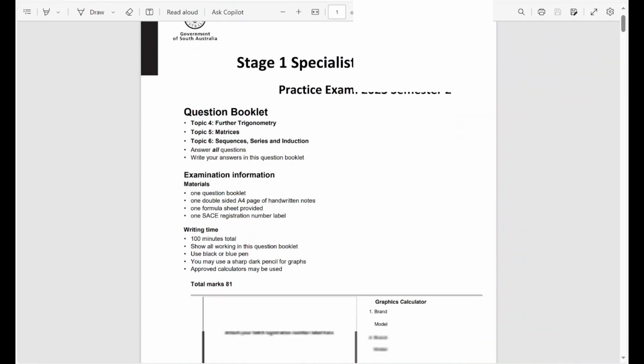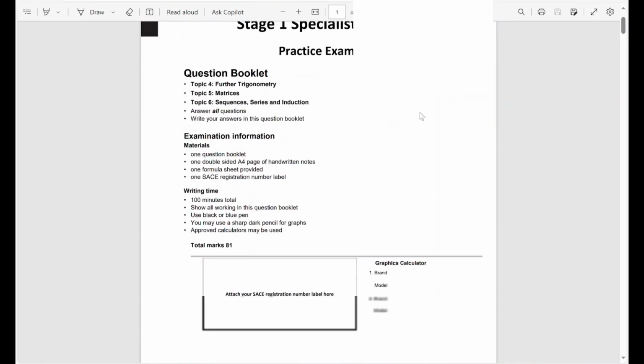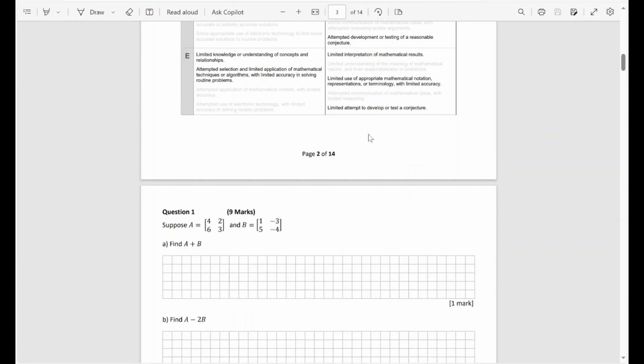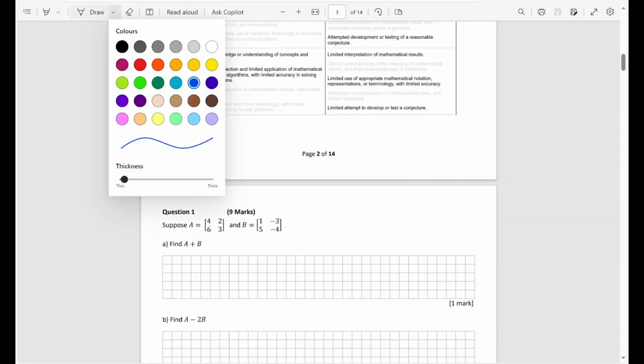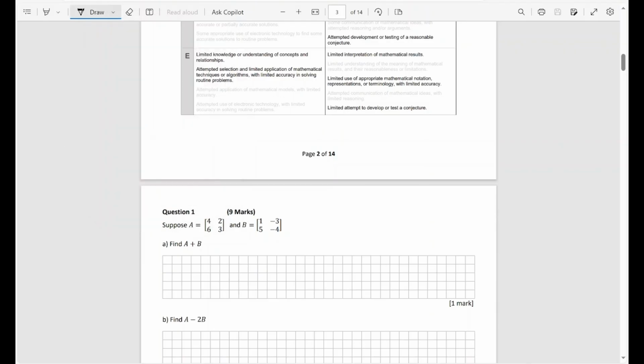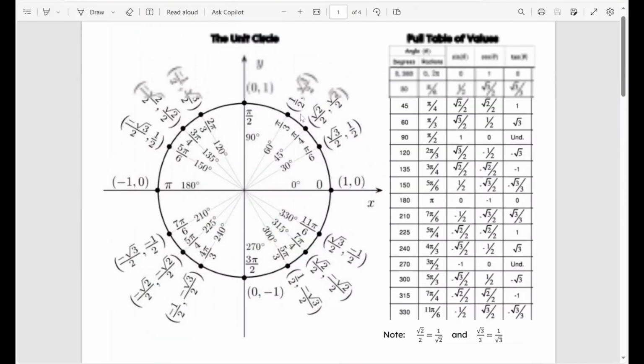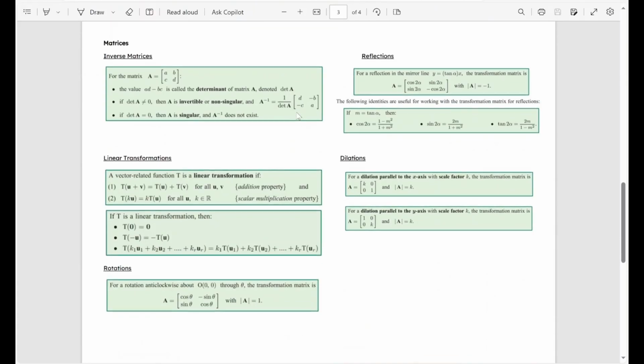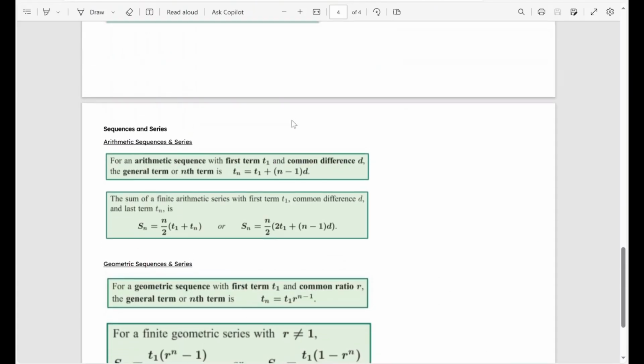In this video, we're going through the Stage 1 Spec Maths practice exam for Semester 2. So this exam is going to cover matrices, further trig, and the sequences and series topics. You also get this formula sheet. It's actually 4 pages. So you've got the unit circle, trig identities, matrices, and then the sequences and series stuff.